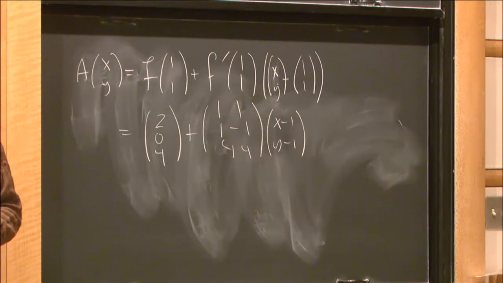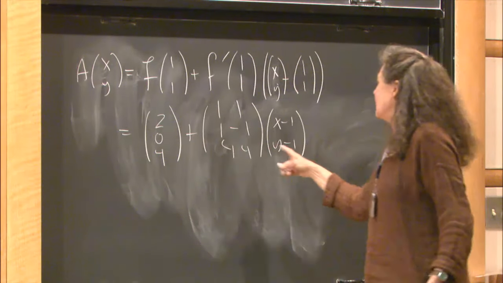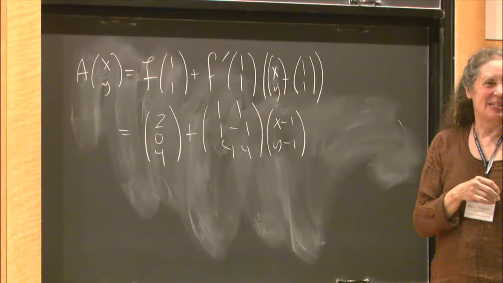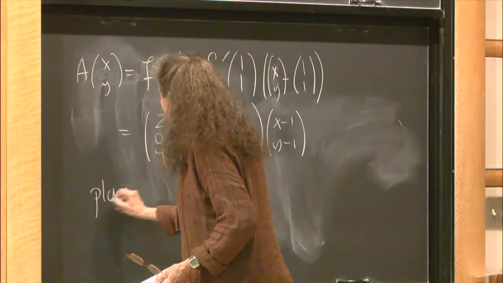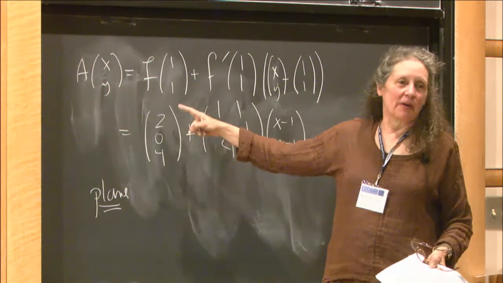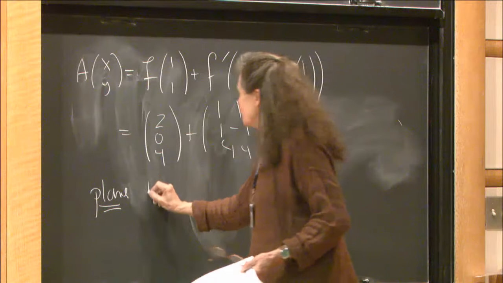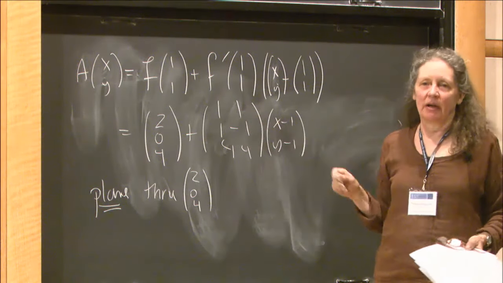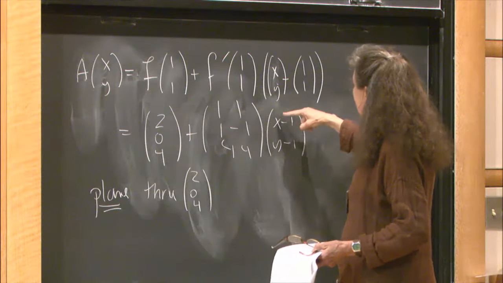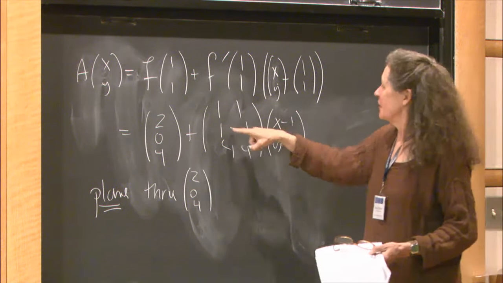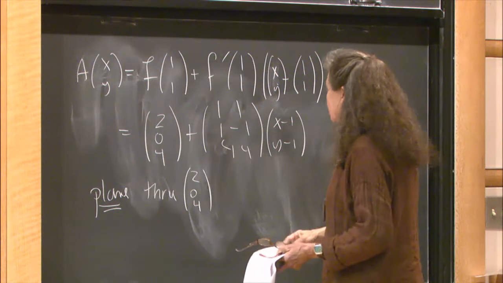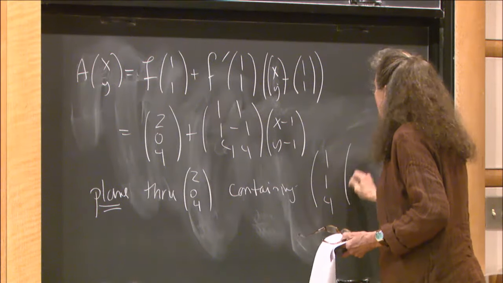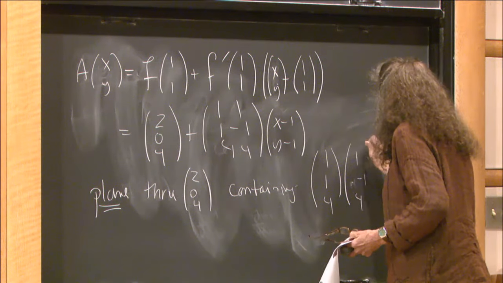What is the image of the affine map? What does this look like? What kind of thing is that? It's a plane, right? And what plane is it? It's the plane through the point 2, 0, 4, because when you plug in x equals 1 and y equals 1, you get this. Two vectors that lie in the plane are this vector and this vector, because you can get a point on the plane by taking this plus any two numbers times these. So all linear combinations of these two column vectors. It's the plane through 2, 0, 4 containing or parallel to the vectors 1, 1, 4 and 1, minus 1, 4. Okay, so that's the plane.